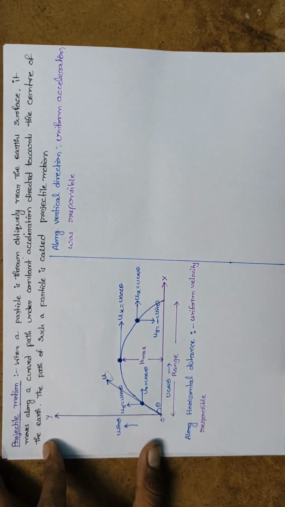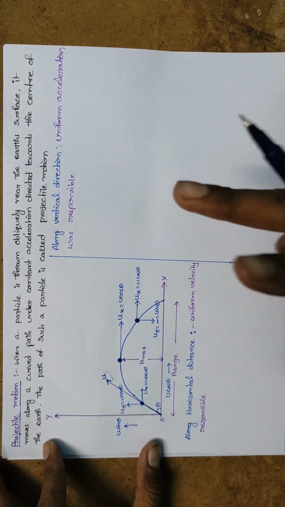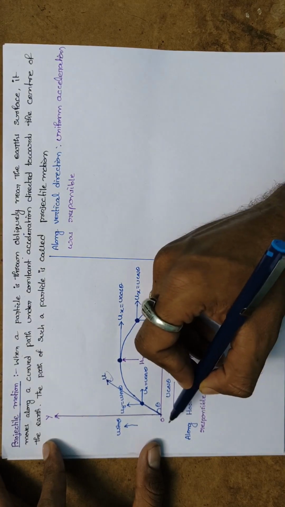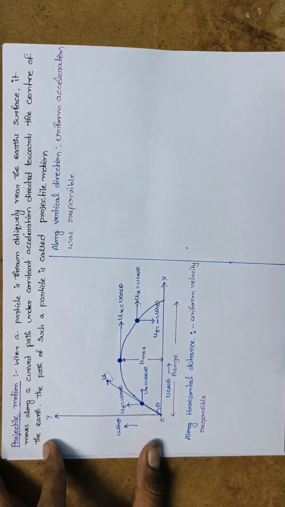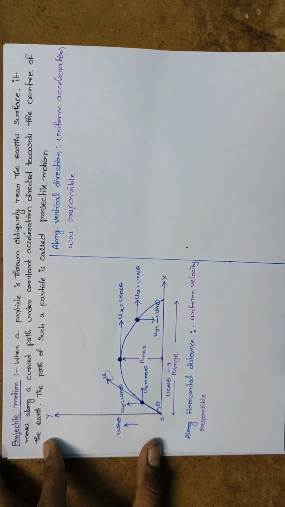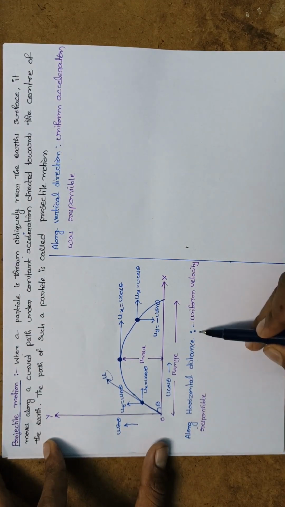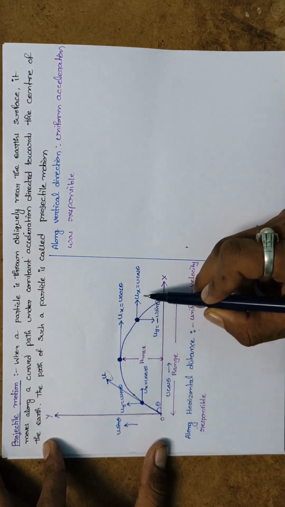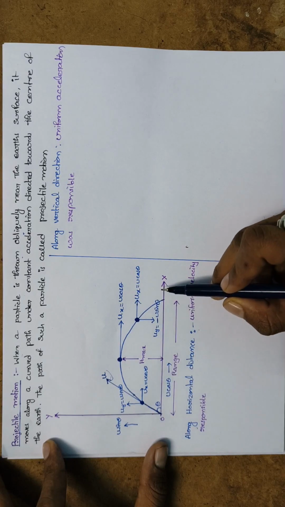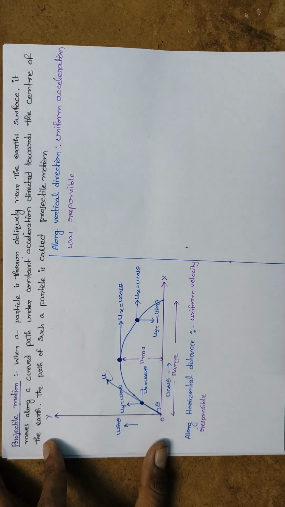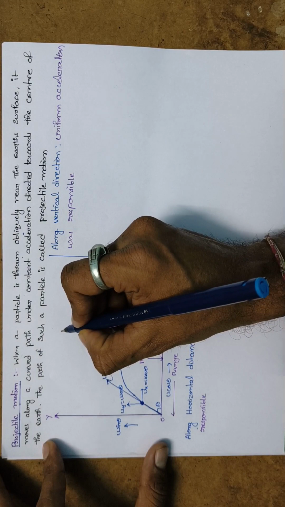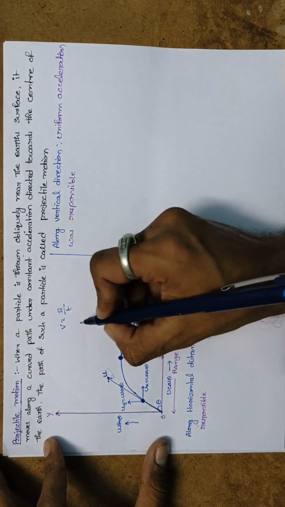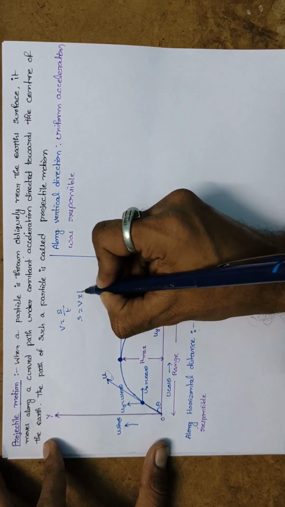So here I told you already, the particle covers two types of distances. One is the horizontal distance and the other one is the vertical distance. So we will discuss one by one. So first one, along the horizontal direction. So what is constant here? Uniform velocity is constant at each and every location along the horizontal direction. So we know the basic formula of speed, v is equal to s by t, isn't it? From this, s is equal to v into t.